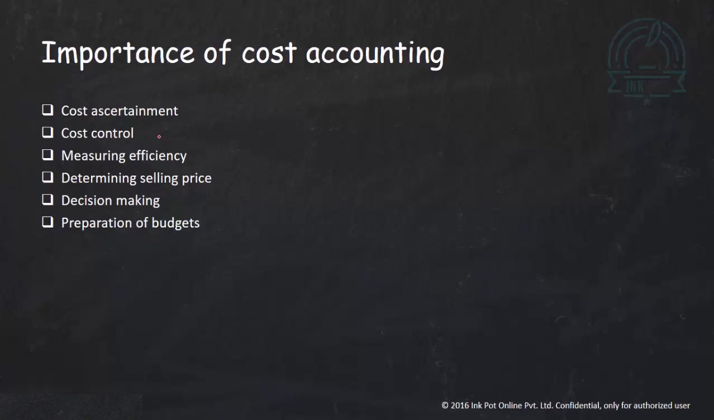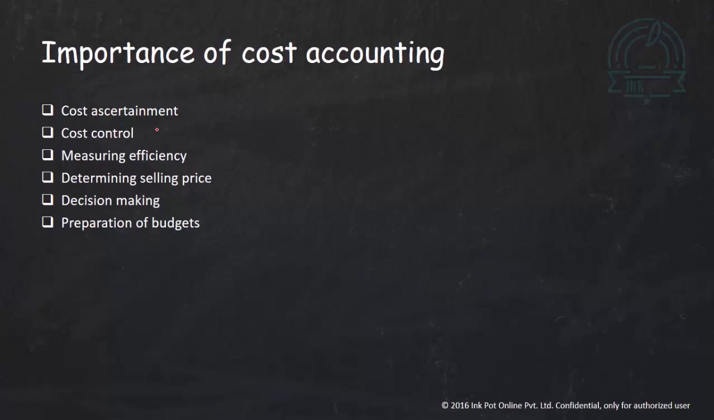We have different techniques like standard costing. We have budgetary control wherein we estimate the cost, the predetermined cost, and then actual cost is ascertained. We compare the actual cost with the standard cost and find out the variances. If there are variances, then we take corrective action. These cost controlling techniques further help us in measuring the efficiency of the business.